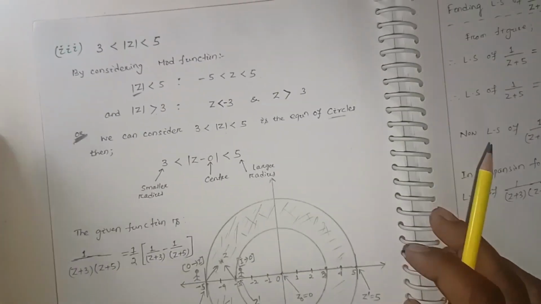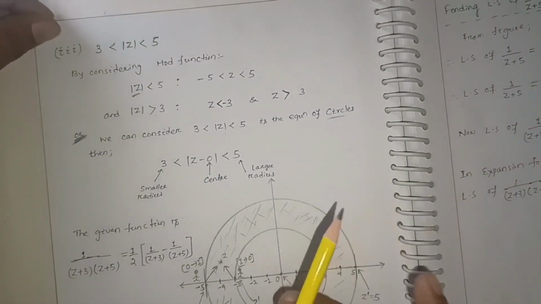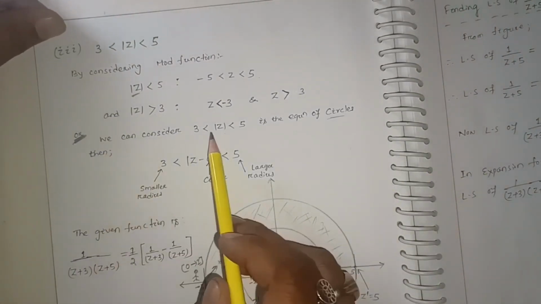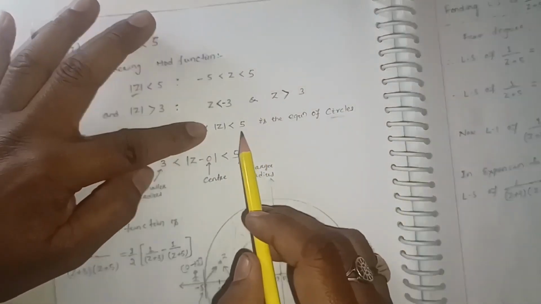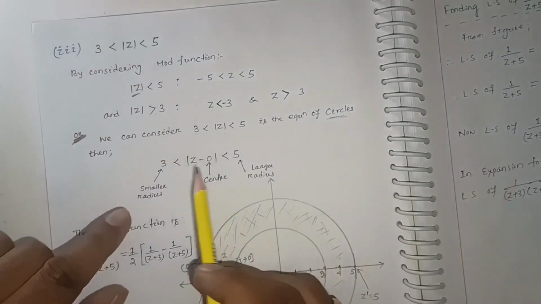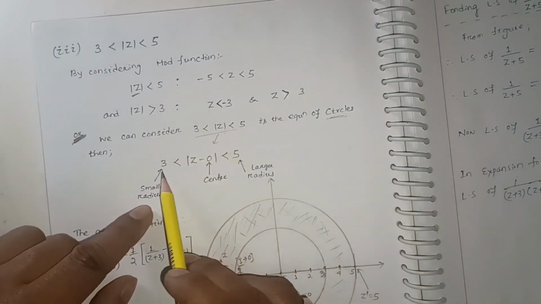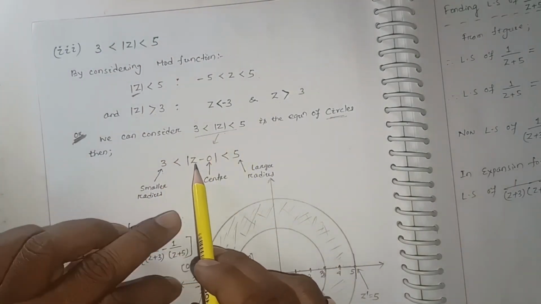Now we are going to go for the circular equation method. Here we can consider this as the equation of circles. If I consider this, we can write it like this: 3 < |z - 0|.